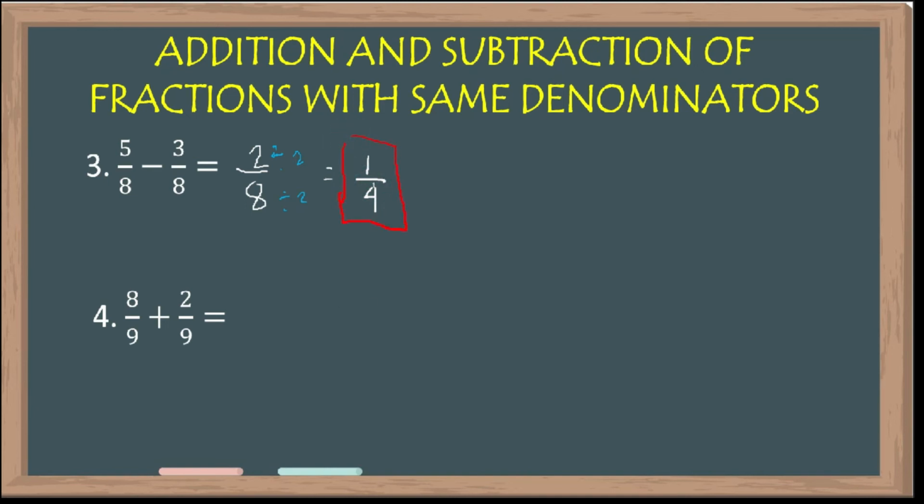Okay? Then let's have 8/9 plus 2/9. So again, we have the same denominator. Just copy the denominator. Then add the numerators. 8 plus 2, that is 10. Okay? Now, we can write this one in mixed number.